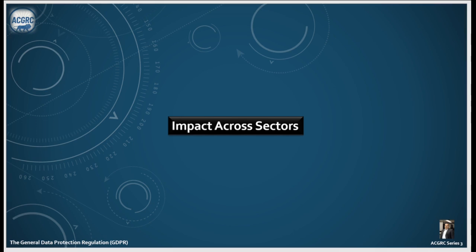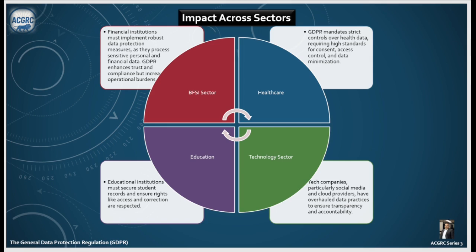Impact across sectors. From BFSI sector, financial institutions must implement robust data protection measures as they process sensitive personal and financial data. GDPR enhances trust and compliance but increases operational burdens. In simple language, BFSI sector deals with a lot of personal and sensitive data like names, bank details, ID numbers, credit score, income, and health data in insurance generally seen.